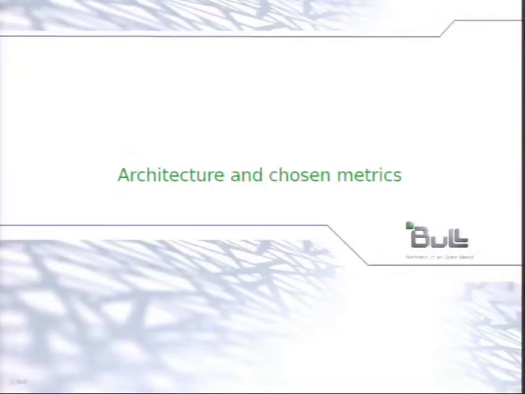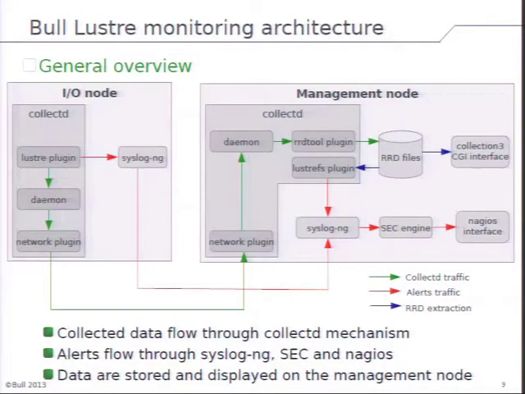So, a small word about the architecture. For our collection mechanism, we rely on collectd, the collectd daemon. So data is picked from the /proc file system, here in the Lustre plugin that we wrote. This plugin reads some files in /proc and extracts data from them, and then transmits this to the daemon.